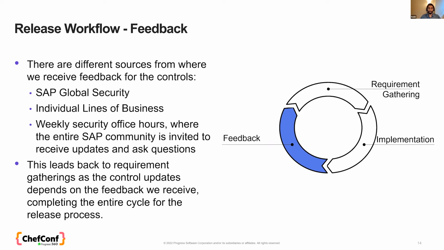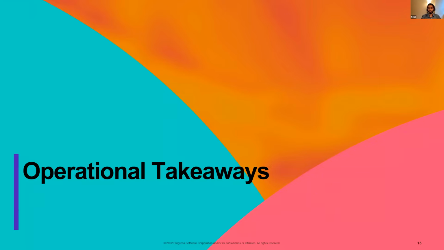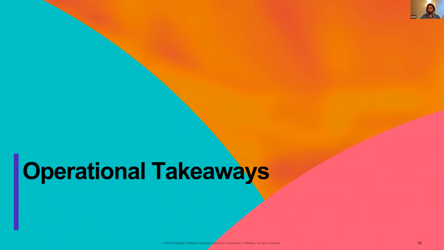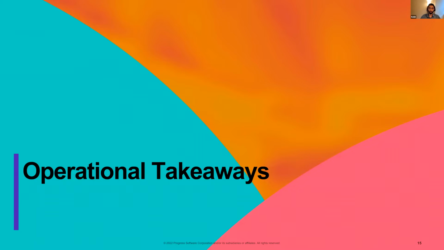So now that we have understood how the release workflow looks like and how we do compliance scans at scale, let's move on to a very interesting topic of operational takeaways, where we will go over some of the operational complexities and the scaling issues we face. We'll discuss a typical use case of how the release workflow looks like whenever we receive certain requirements, how it flows through the entire release workflow, be it the reporting of false positives by the internal lines of businesses, or the feedback and requirements that we have from SGS.